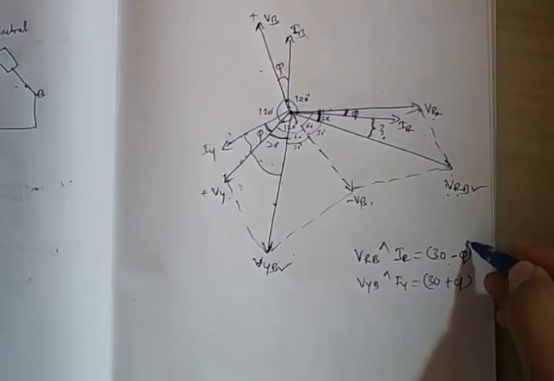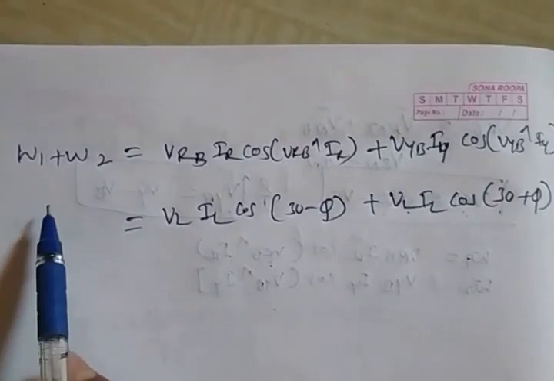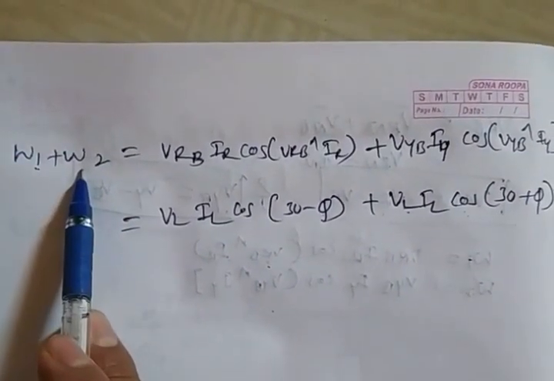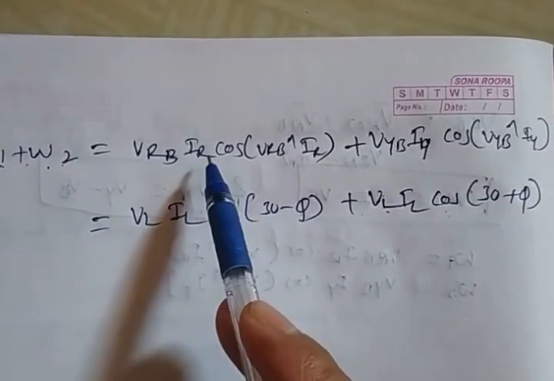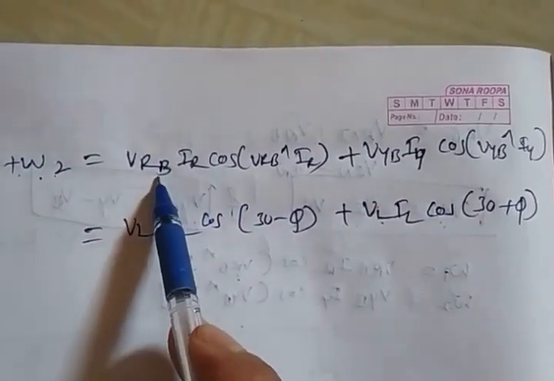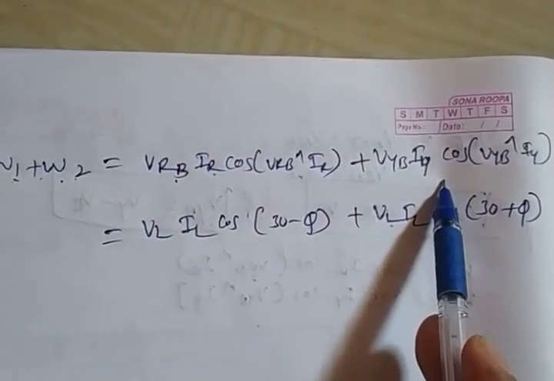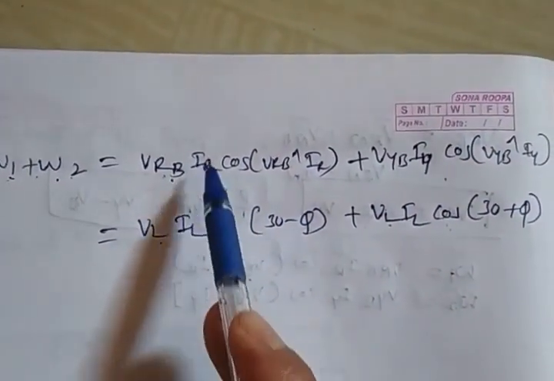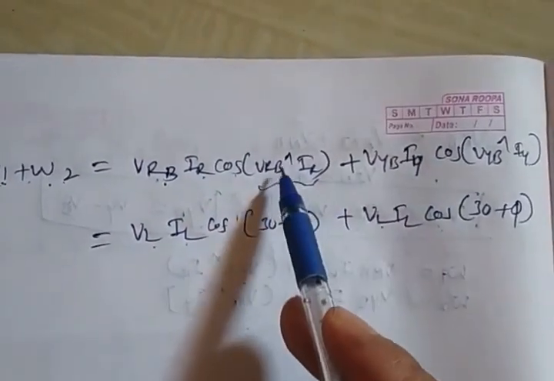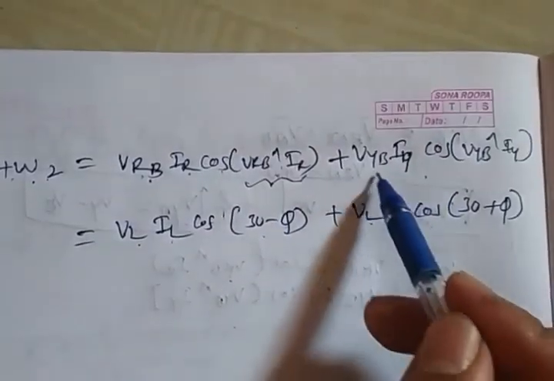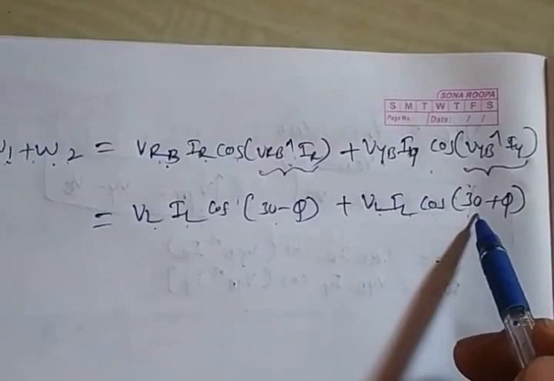This is very important. So now we are doing the simplification. W1 plus W2, the sum of two wattmeter readings, gives the total three-phase power consumption in three-phase circuits. VRB, IR, this equation is the W1 value, this is the W2 value. So VRB means VL, IR means IL, cos of this angle we have found from the vector diagram. We have taken 30 minus phi. This is VL, this is IL, and this value from the phasor diagram is 30 plus phi.